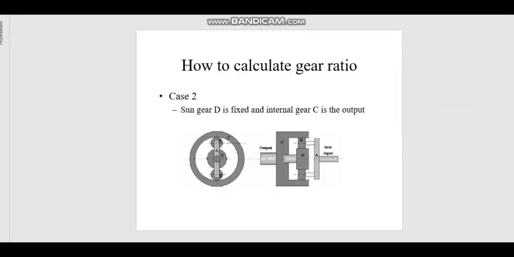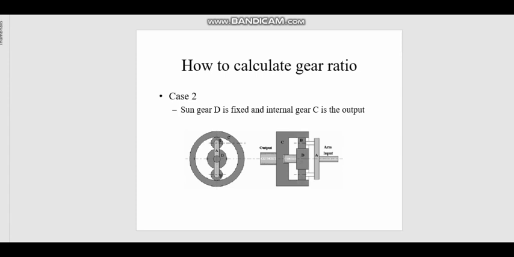Okay, let's look at the problem for case 2. Again, the application of the basic theory of epicyclic gear on case 2, where in case 2, the sun gear D is fixed and the internal gear C is the output. So it's a bit different compared to case 1 that we did just now. In case 1, the internal gear C, which is the casing of the gearbox, is fixed, and D is the output.